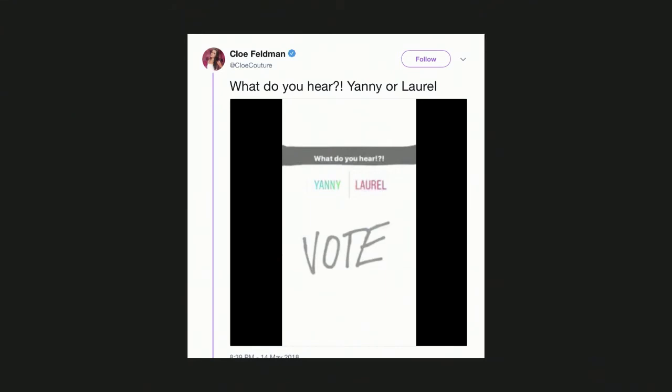So the science behind this is that whether you hear Laurel or Yanny depends on a few things. The biggest one being your own hearing. The frequencies of the word, if you hear Yanny, are higher. So people who have higher frequency hearing loss lose those high frequencies and the word becomes Laurel.